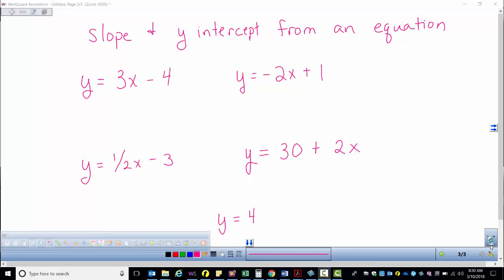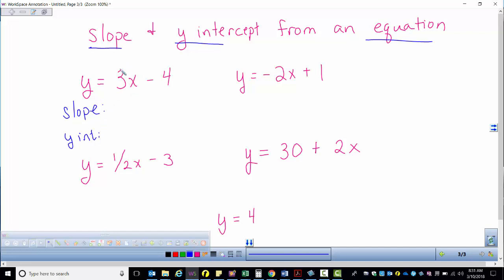Good morning. What we're going to do in this first little video is remember, because we've already learned this, how to find the slope and the y-intercept from an equation. So I have some equations here. So the first one, we're going to find our slope and our y-intercept.